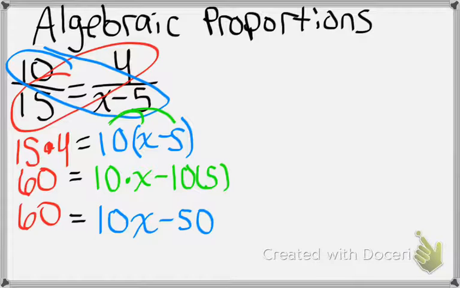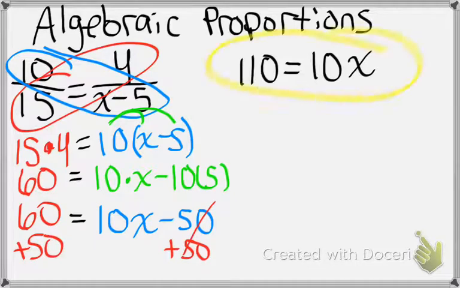And then on the left side, 15 times 4, that equals 60. And now look what you have. You now have a two-step equation. All you got to do is solve this two-step equation, and you'll have your final answer for the value of x. So just like any other two-step equation, let's get x by itself. So let's move this minus 50 to the other side.